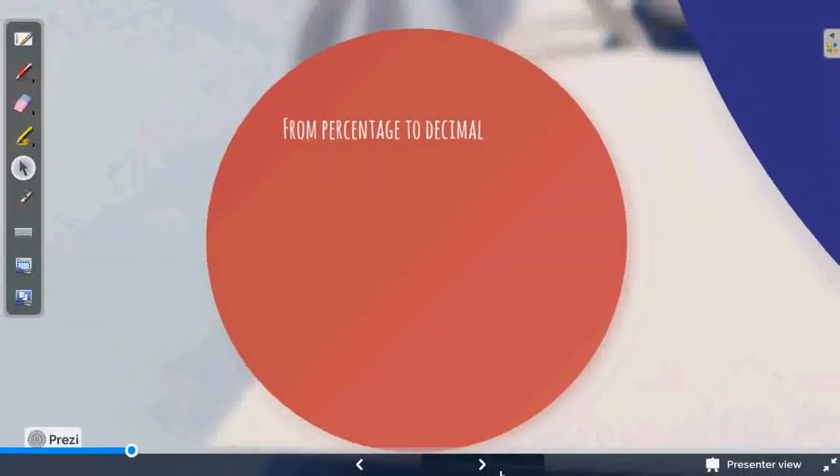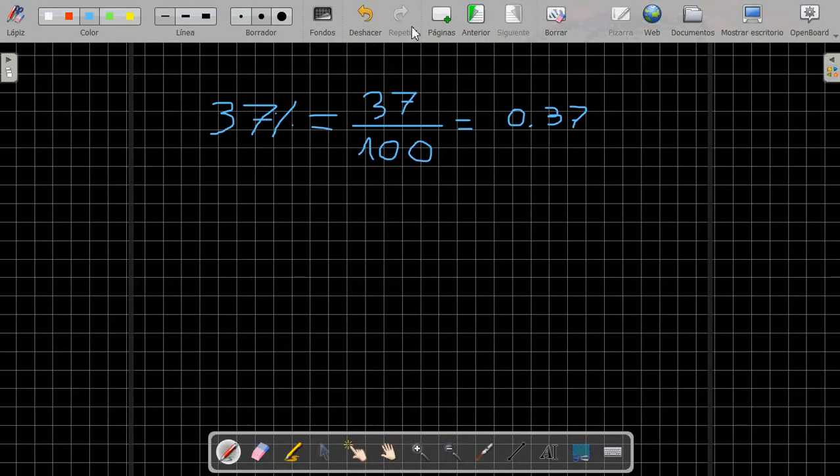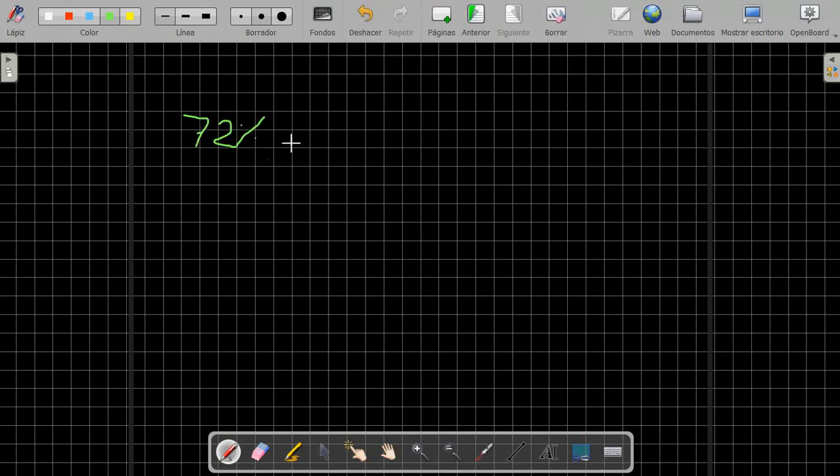And finally, how can we convert a percentage to a fraction? Well, actually, we already saw it a few minutes ago. What will happen if, for instance, we have a percentage like 72%? The only thing we have to do is place a 100 below the 72. We don't have to divide. We can simplify if we want to do it. It's the best because you will get smaller numbers.